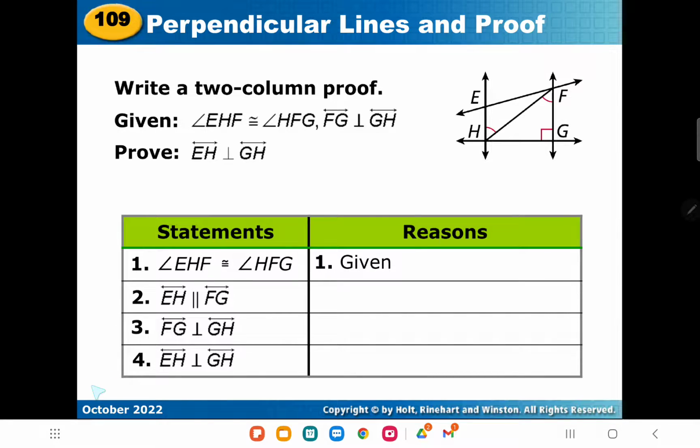Starting with our given statements. Then we have EH is parallel to FG by AIP. FG is perpendicular to GH, bringing in that other given. And EH is perpendicular to GH. What you might want to do at this point is try writing this as a paragraph proof, writing the statements out as sentences rather than just a statement-reason proof.